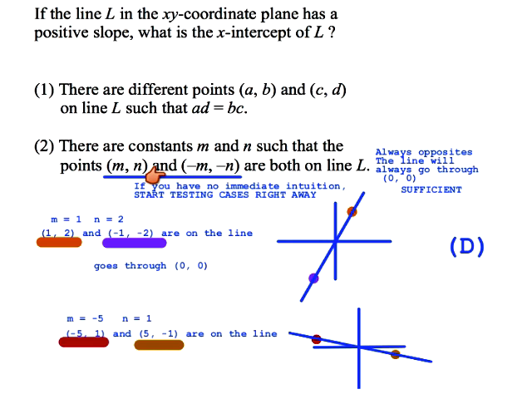People are asking for the next problem. Impatience is not a virtue, guys. All right, people are typing.